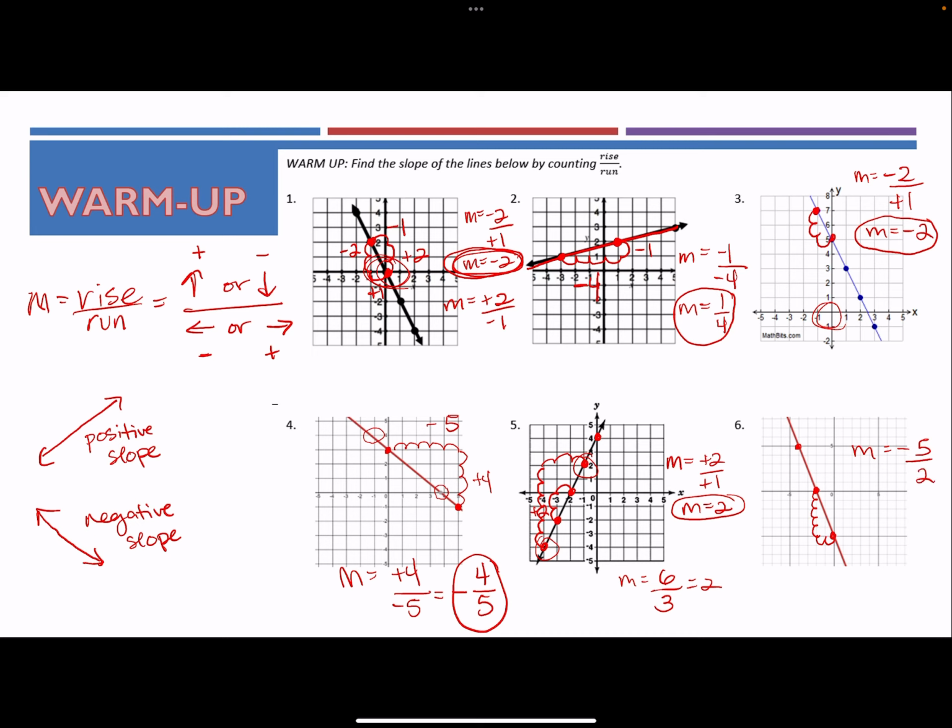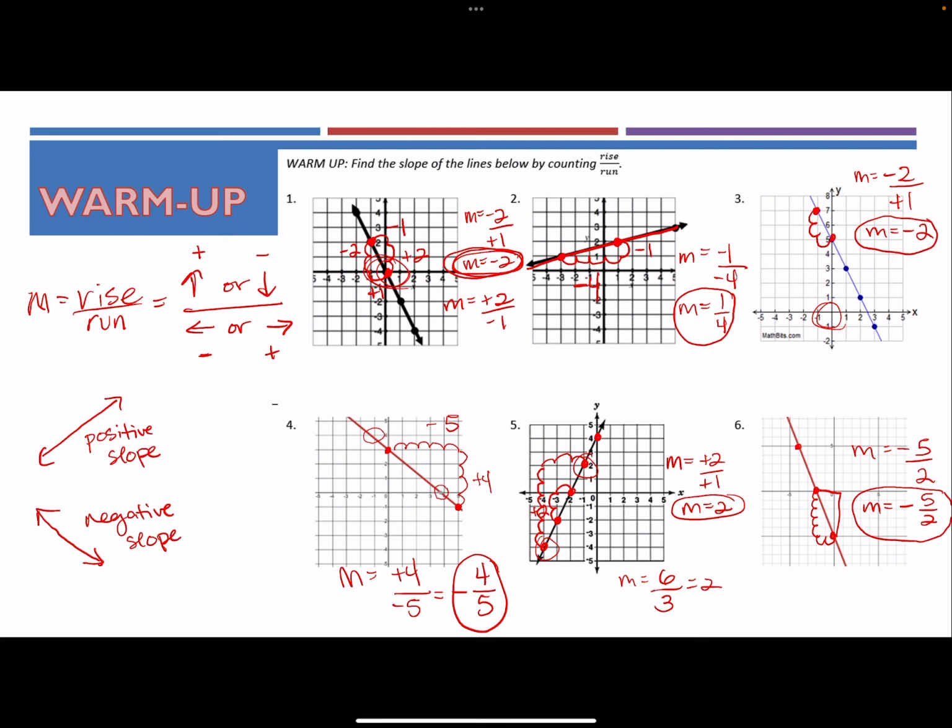So it's a negative 5 because I counted down. Positive 2 because I counted to the right. My answer is negative 5 over 2. Because a negative divided by a positive. Or I could have gone up 5 and to the left. It could have been a positive over a negative. But ultimately, it's going to simplify to a negative.